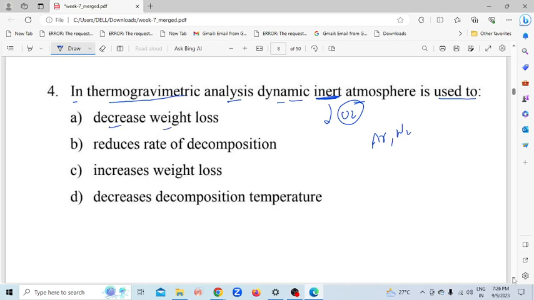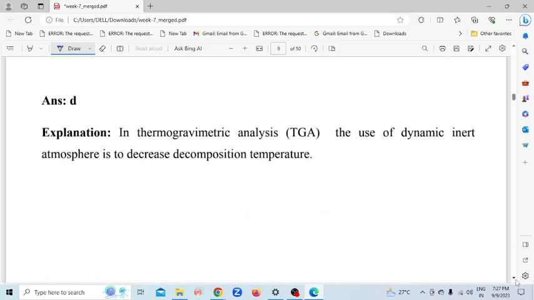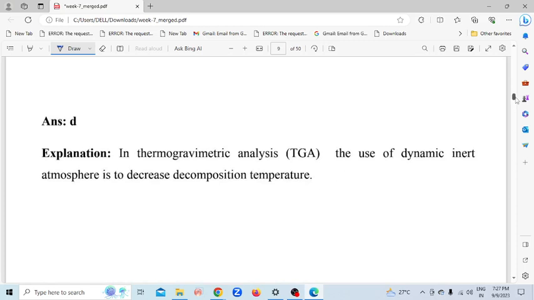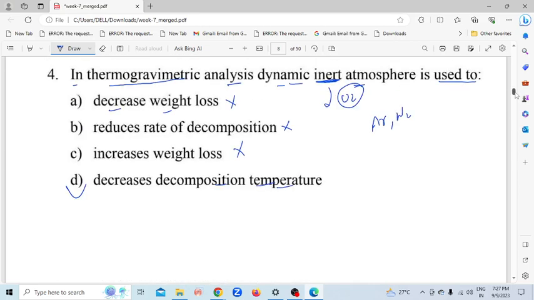Decrease weight loss? No, it will not affect weight loss. Reduce rate of decomposition? No, that is also not correct. Increase weight loss? No. Decrease decomposition temperature? It might be right. Yes, it will decrease the decomposition temperature when you are providing a dynamic inert atmosphere.